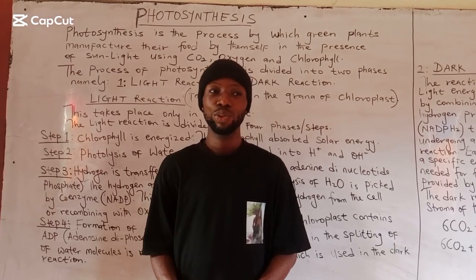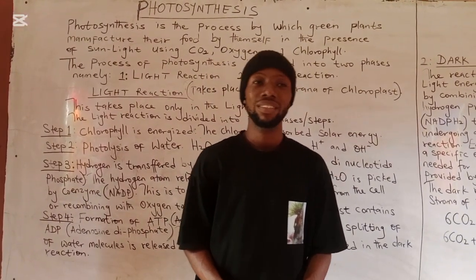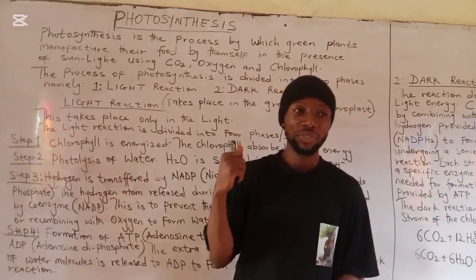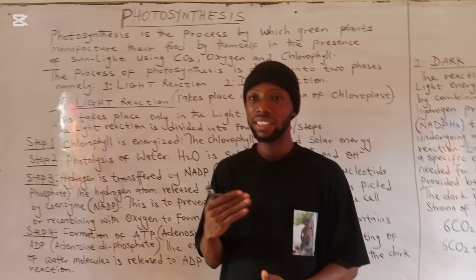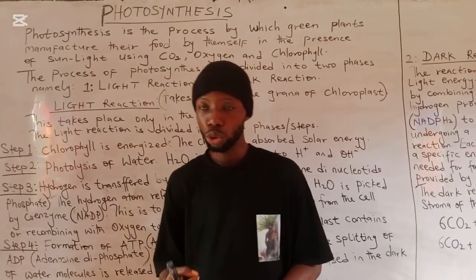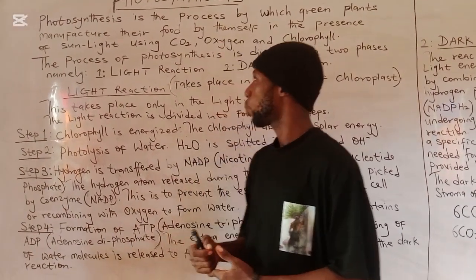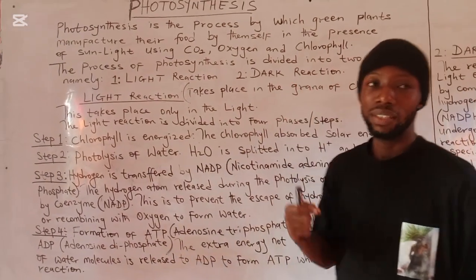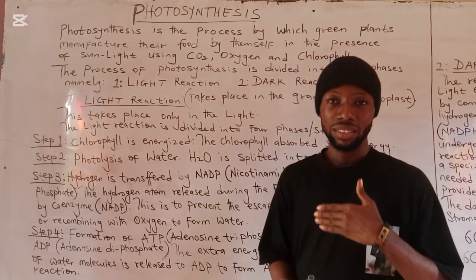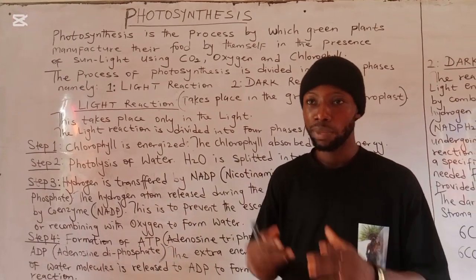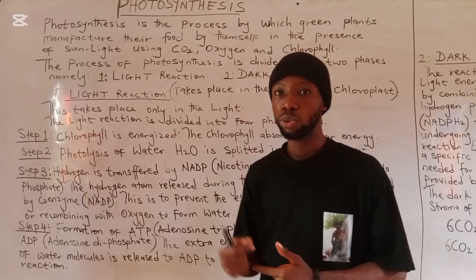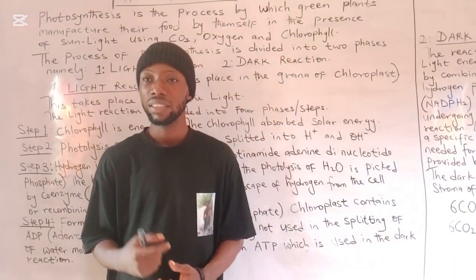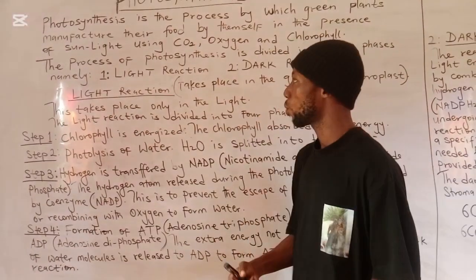Students, today we are going to look at a very important topic, which is photosynthesis. Just as we discussed in the last video, photosynthesis is a type of autotrophic nutrition. So we are going to look at photosynthesis now on the whiteboard, which is the process by which green plants are capable of producing their food by themselves from simple inorganic substances using carbon dioxide, water, and chlorophyll.